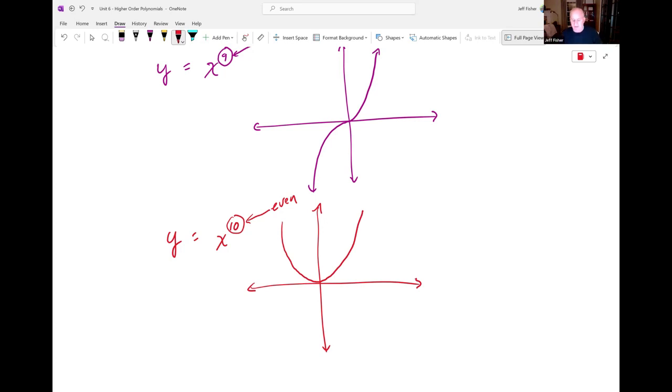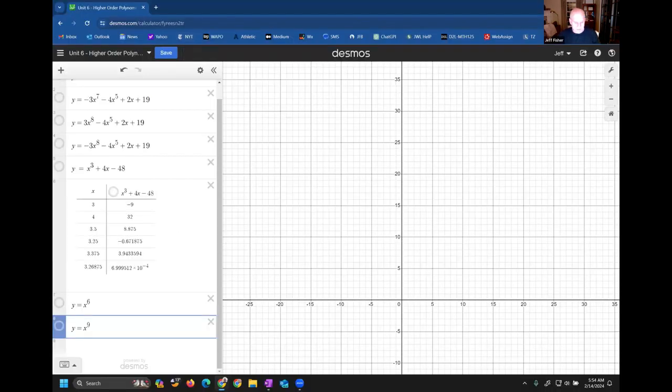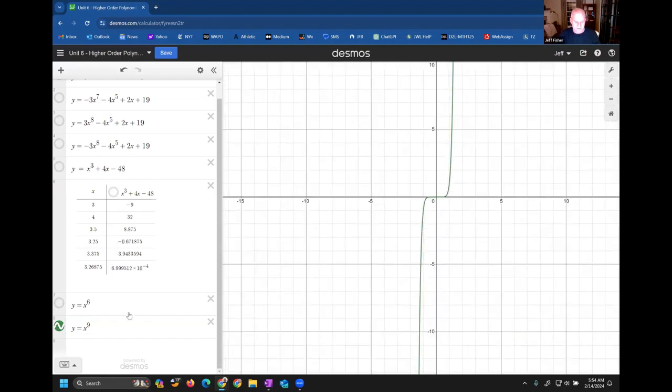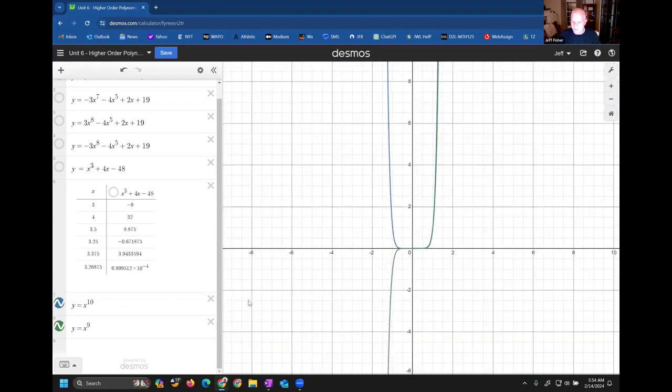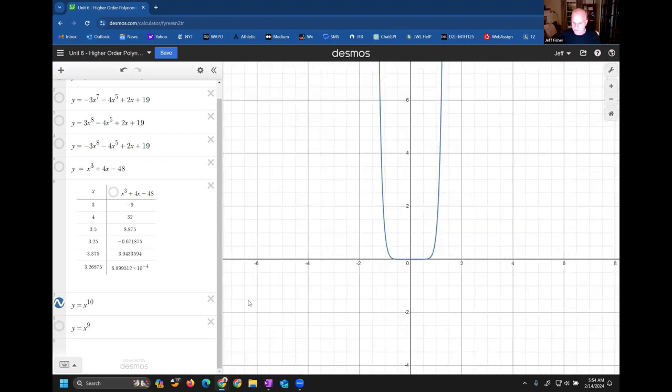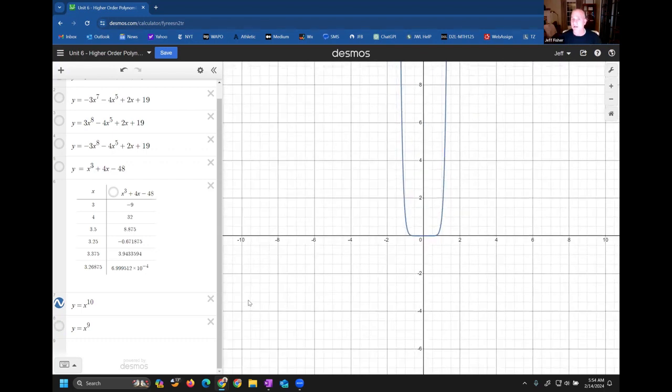And let's verify that. Let's take a look. If I turn this on, x to the 9th, yep, you see that it has that behavior. If I turn on an x to the 10th, you'll see that it has that behavior, right? I'll turn that one off so you can just see that one. Now, it does do some other interesting things. The graphs will do some interesting things.